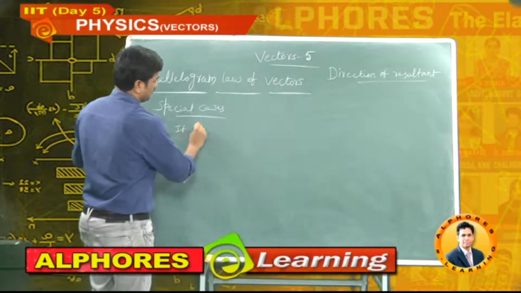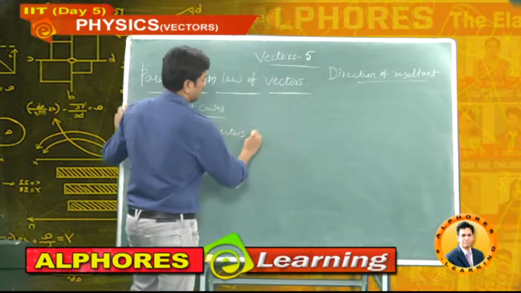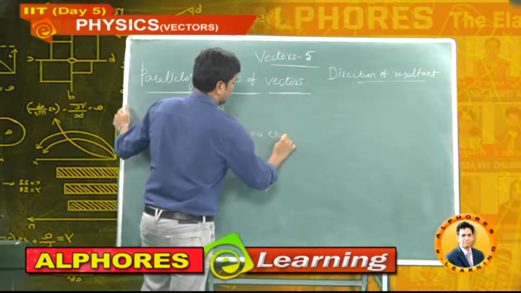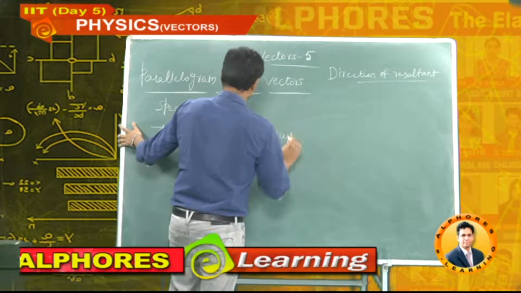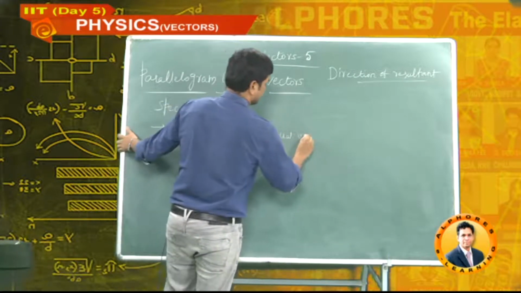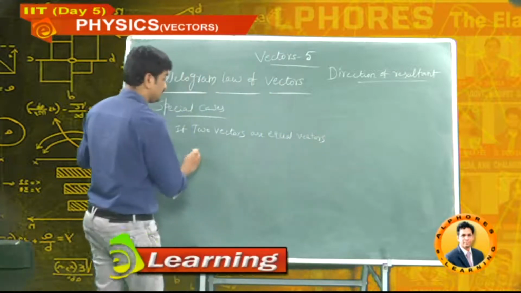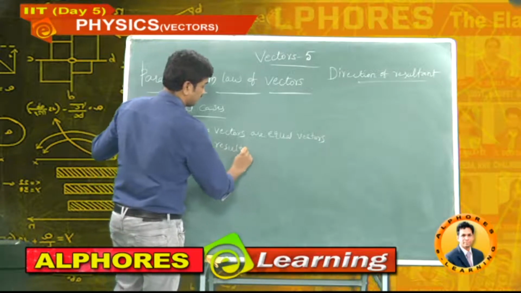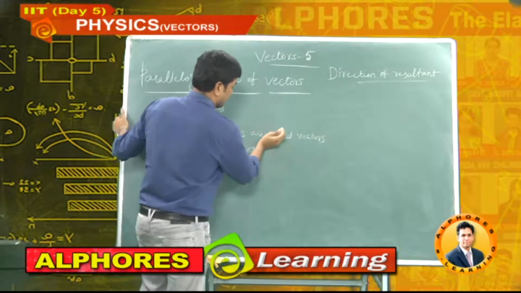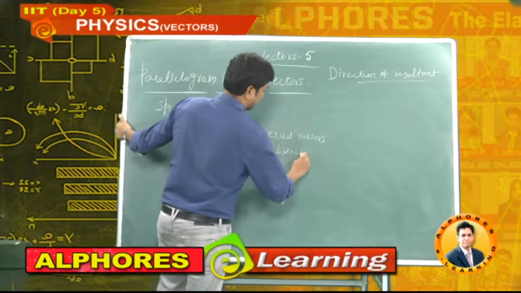If two vectors are equal vectors, then the resultant is the bisecting line.